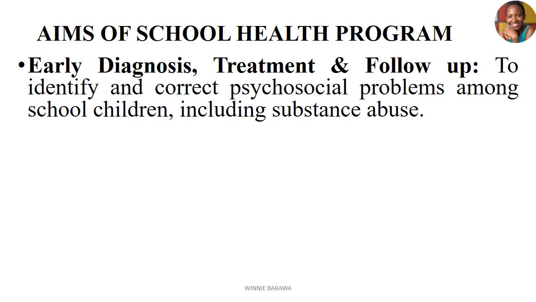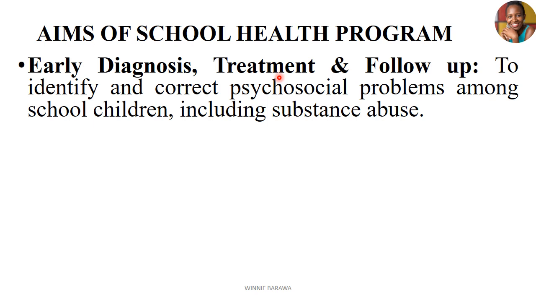And the other part is early diagnosis, treatment, and follow-up. The aim of this aspect is to ensure the ability to identify and correct problems among school-going children, including psychological problems, issues to do with substance abuse, HIV and AIDS, peer pressure, and so on. Remember, a school is a community that brings in students from different backgrounds, and so there's risk of mingling, risk of infection, and risk of contact. For that purpose, with early diagnosis and detection, we're able to treat the student and follow up, so we can identify any manifesting problems among the students.